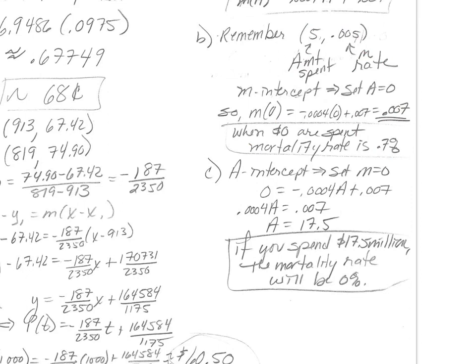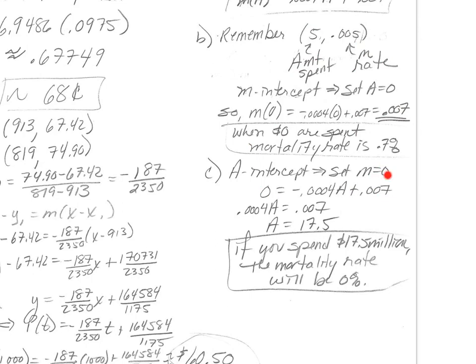Then for the last question, find the a-intercept. Find the a-intercept here means you set the other one equal to 0. So we're going to set m equal to 0, which means y equal to 0. So set your function equal to 0. 0 here equals my function. Solve for the variable that's left, which is a. You get 17.5. Remember, the m equal to 0 is the mortality rate is 0.